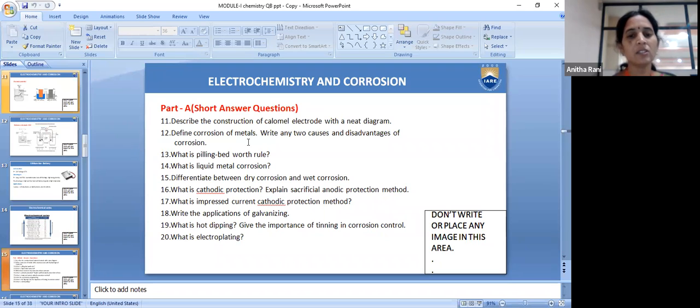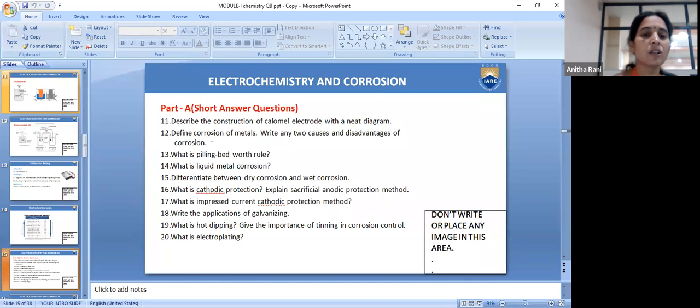So you have to learn the diagram. For the galvanic cell, for the calomel electrode, for batteries, everywhere in corrosion or electrochemistry, wherever diagrams are there, you have to learn the diagram and draw it neatly.